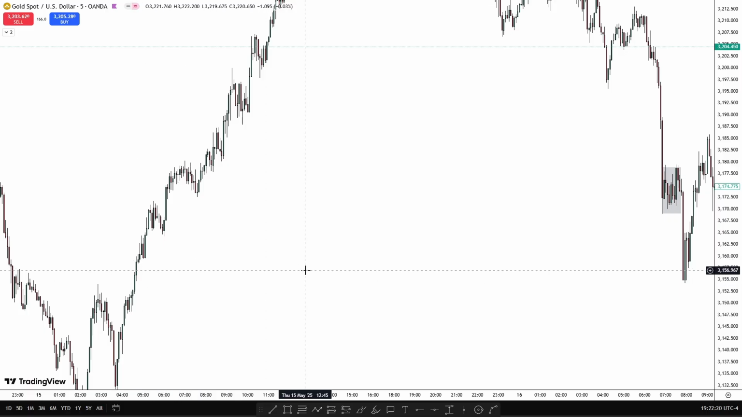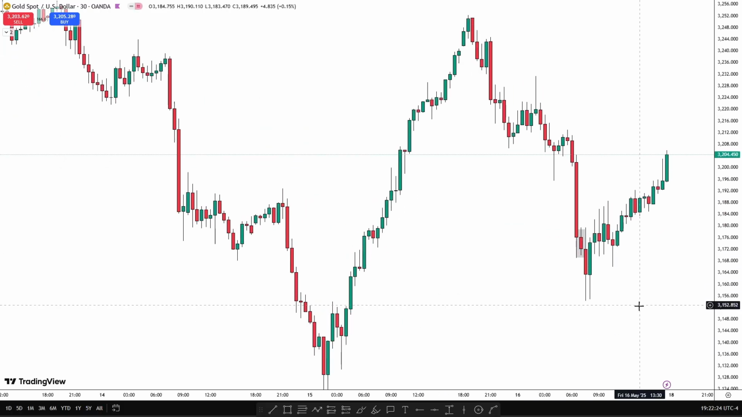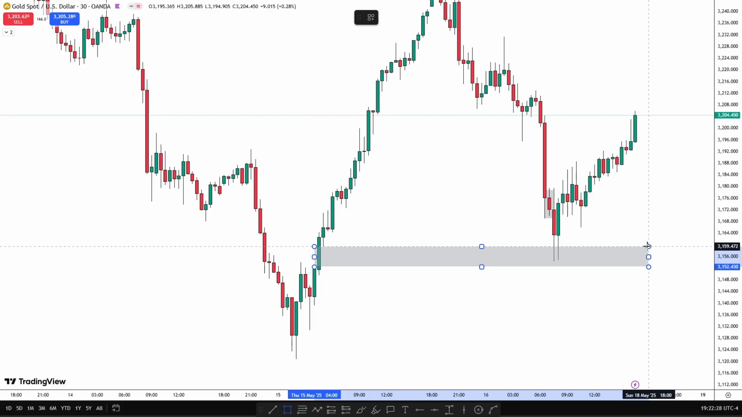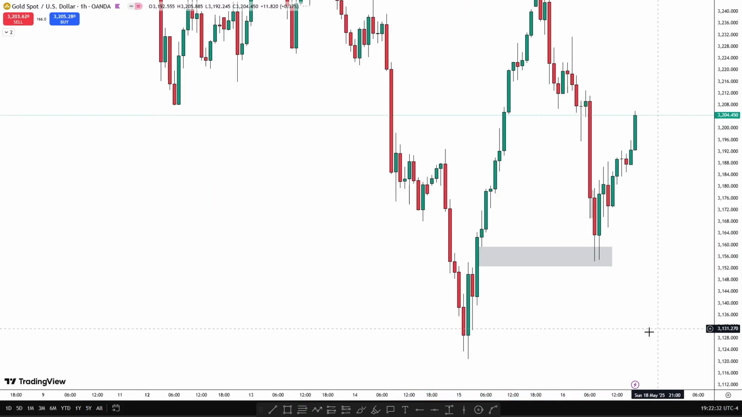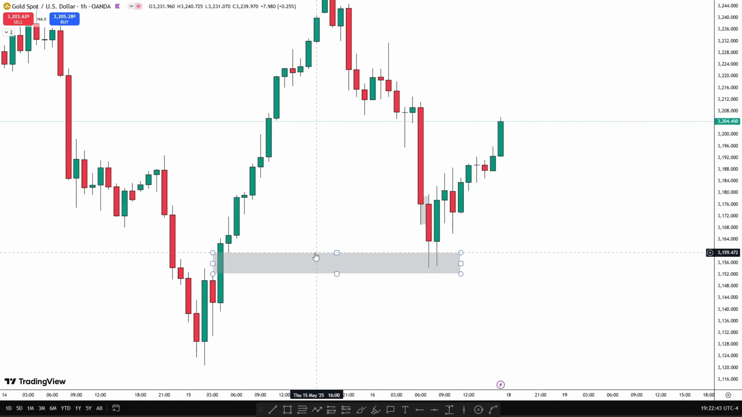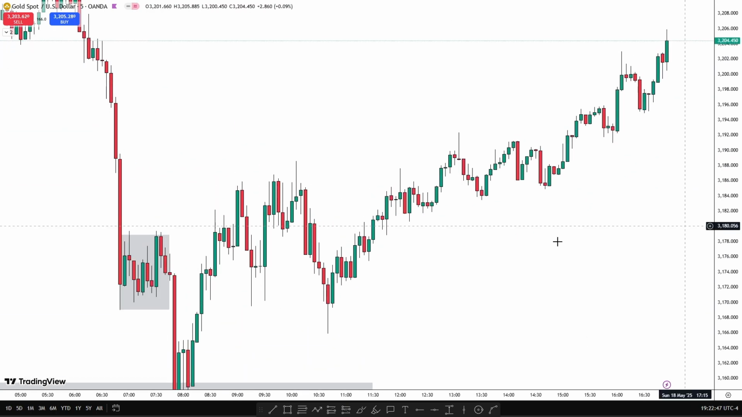I'm going to scale up to the higher time frame, so I'm going to start with a 30-minute. As you can see right here, we have a 30-minute fair value gap. I'm sure there's a higher time frame fair value gap, so I'm going to go to the hourly, and there we go. So here's our hourly fair value gap. Now I'm going to be scaling back down to the 5-minute time frame where I found my accumulated zone.